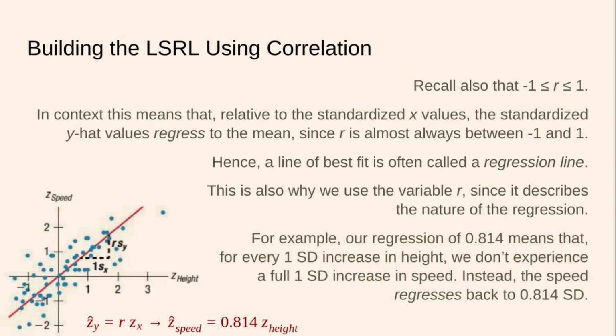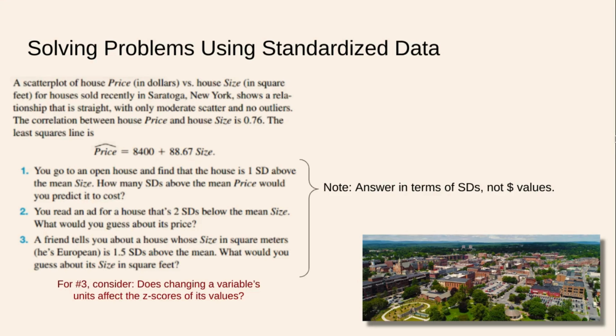So for our example, our regression of 0.814 means that for every one standard deviation increase of height, as I said, we don't expect a full standard deviation increase in speed, right? The speed regresses back to 0.814, and that is why we call this the least squares regression line. So now we're going to solve some problems using that idea of regression, that idea of R being a slope of a line of best fit for standardized data, okay? So these problems are 3 of many problems related to this description right here.